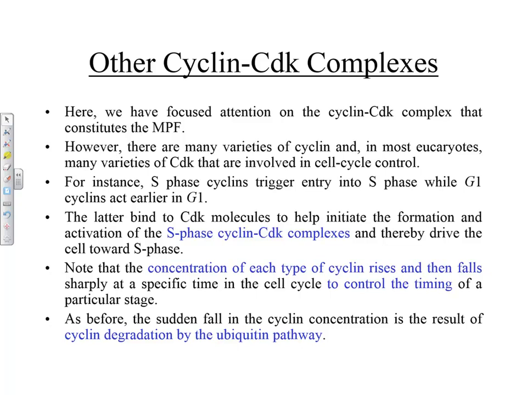Note that the concentration of each type of cyclin is going to rise and then fall sharply at a specific time in the cell cycle to control the timing of a particular stage, right? So this is like the timing, the clock that you have in a computer, right? So as before, the sudden fall in the cyclin concentration is the result of cyclin degradation by the ubiquitin pathway.